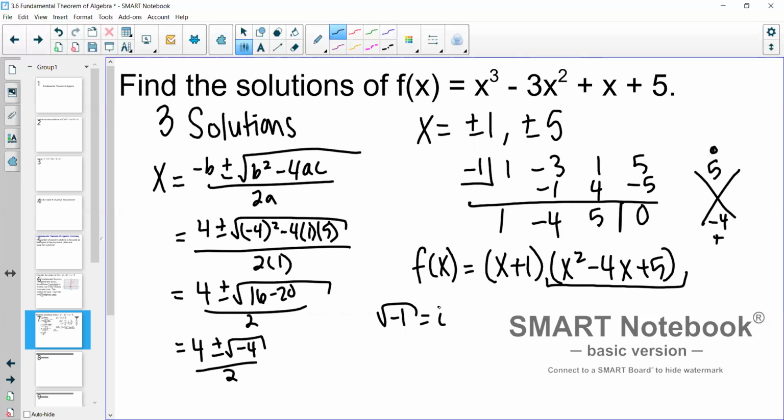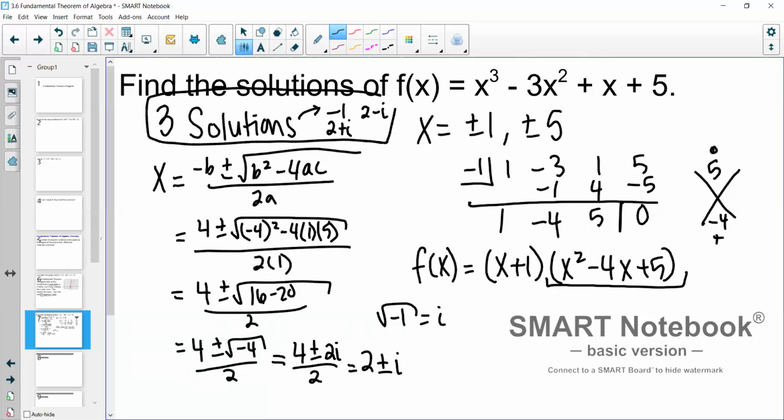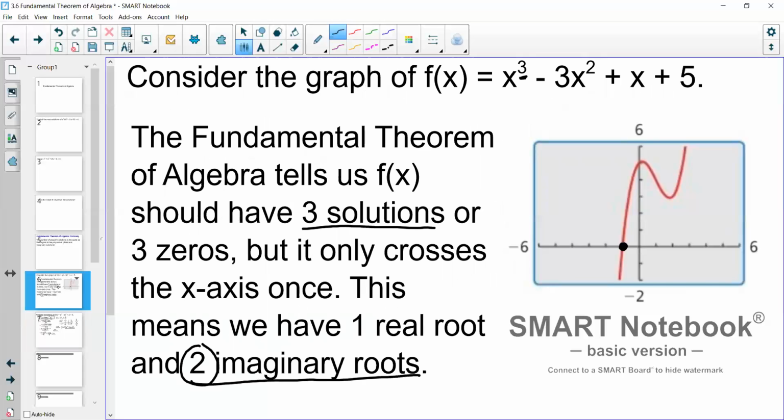So really what we have here is not 4 plus or minus the square root of -4, but we actually have 4 plus or minus 2i over 2, which simplifies to 2 plus or minus i. So then that tells us our three solutions, because what are they? We have our one real solution, which is -1, which we found right here using synthetic division. And then based on what we got after synthetic division, we can use that quadratic formula to show that our other solutions are 2 + i and 2 - i. So in this case, our three solutions, just like we saw before, have one real root and two imaginary ones.